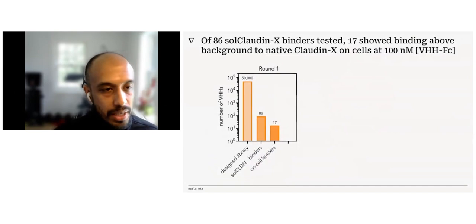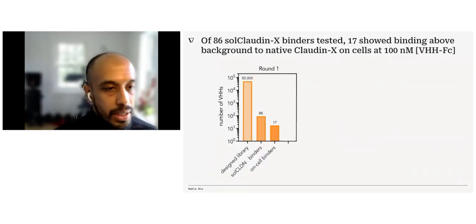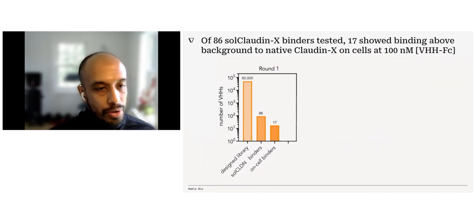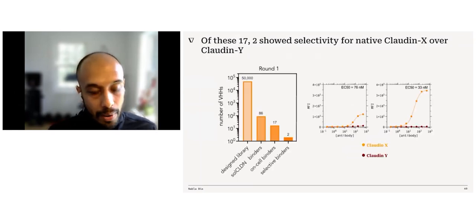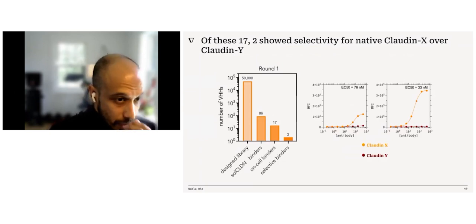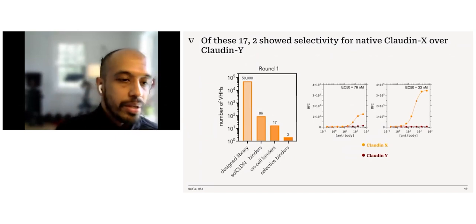To summarize this data, so far we had 50,000 designs that we made. About 128 of them were binding both sol-claudin proteins. We characterized 86 of those. And of those 86, in a single point MFI screen, we saw that about 17 of them were binding the native claudin X on cells at 100 nanomolar VHH-Fc concentration. The big question here again was, how many of these, if any, were selective? Of those 17, we only saw 2 were selective, but still, that was pretty exciting that, purely de novo, we were able to get any selective binders at all.